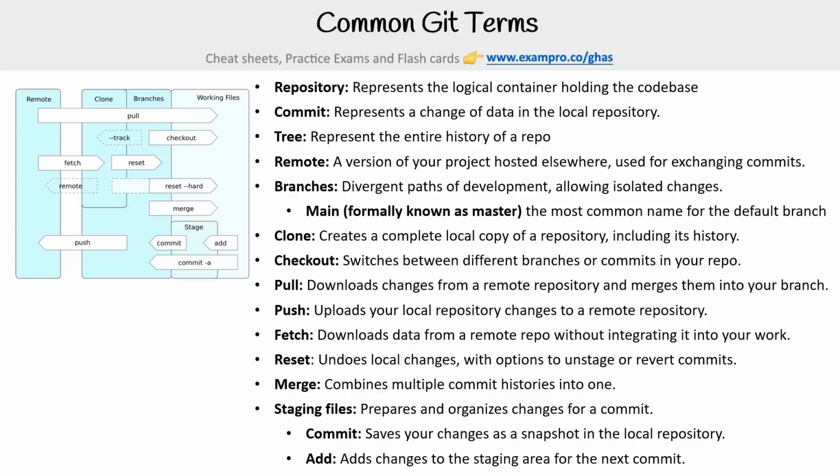Reset undoes any local changes with options to unstage or revert commit. Basically, you might make some changes, but then you think, oh, I don't really think I wanted to make those. You can just use the reset button to undo all those changes.